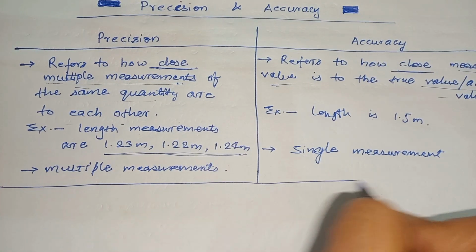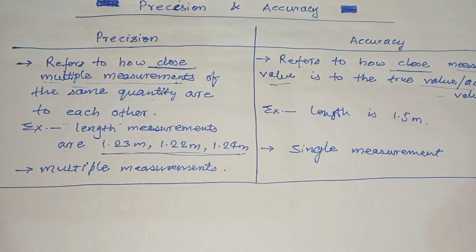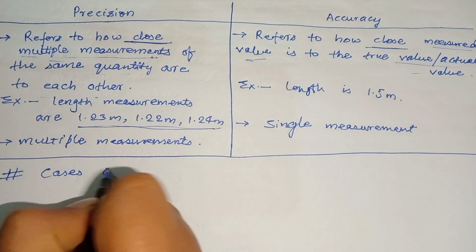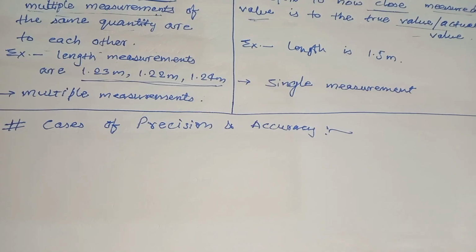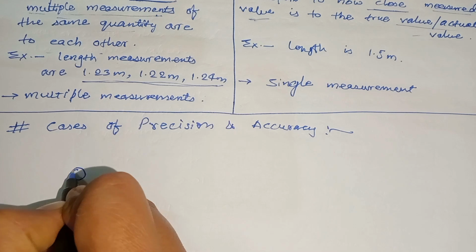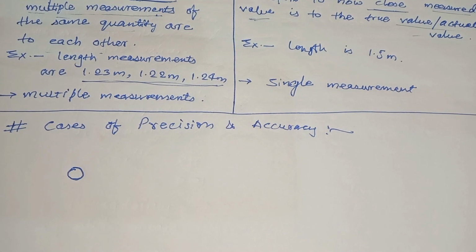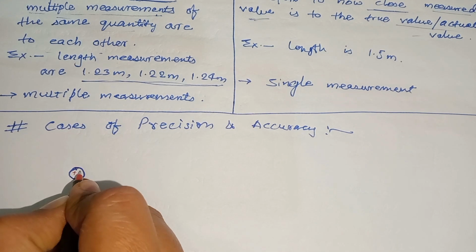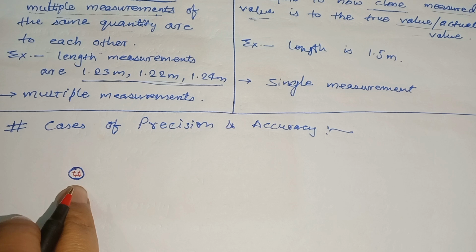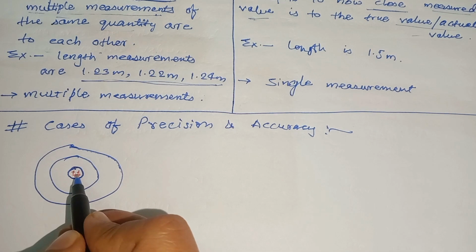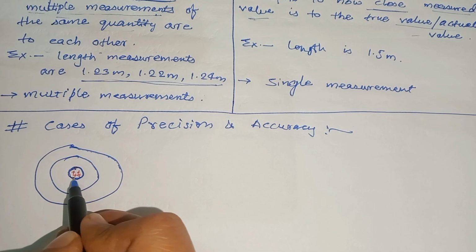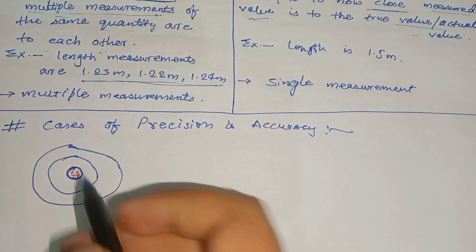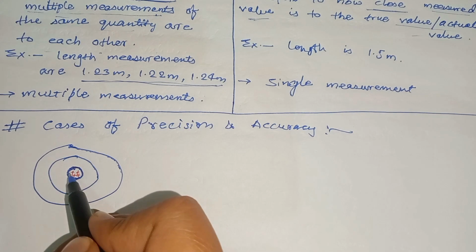Now let us take some cases to understand it more clearly. There can be 4 cases. The cases are, let's take the cases of precision and accuracy. Now the first case is here. Suppose this is the target, and the red points are measurement values. There are 4 measurement values, and the target means the actual value. The measurement values are these red points. Red plus signs are measured values, and this is the actual value.